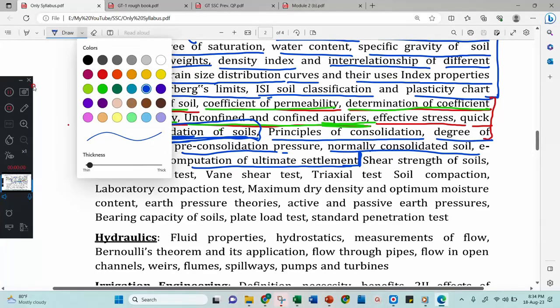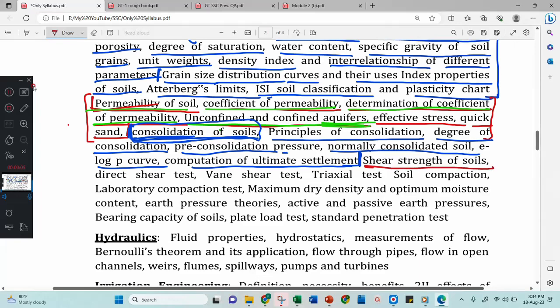Today we'll discuss shear strength of the soil, direct shear test, vane shear test, triaxial test. This is one chapter. Then after that, soil compaction, laboratory compaction test, maximum dry density, optimum moisture content. Till now, this way we will be studying. Here we have two chapters. The first one is shear strength and the second one is compaction. But I will discuss compaction first and after that I will come to shear strength.